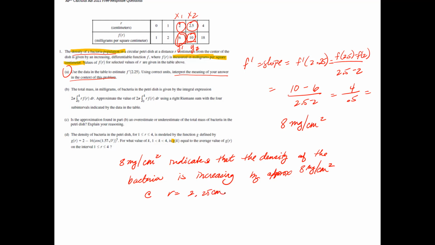So that is actually one interpretation. Another one you can say is at a distance of 2.25 centimeters from the center of the dish, the density of the bacteria is increasing by approximately 8 milligram per centimeter squared per centimeter. And actually it's milligram per square centimeter. Okay. And that's sufficient for question A.